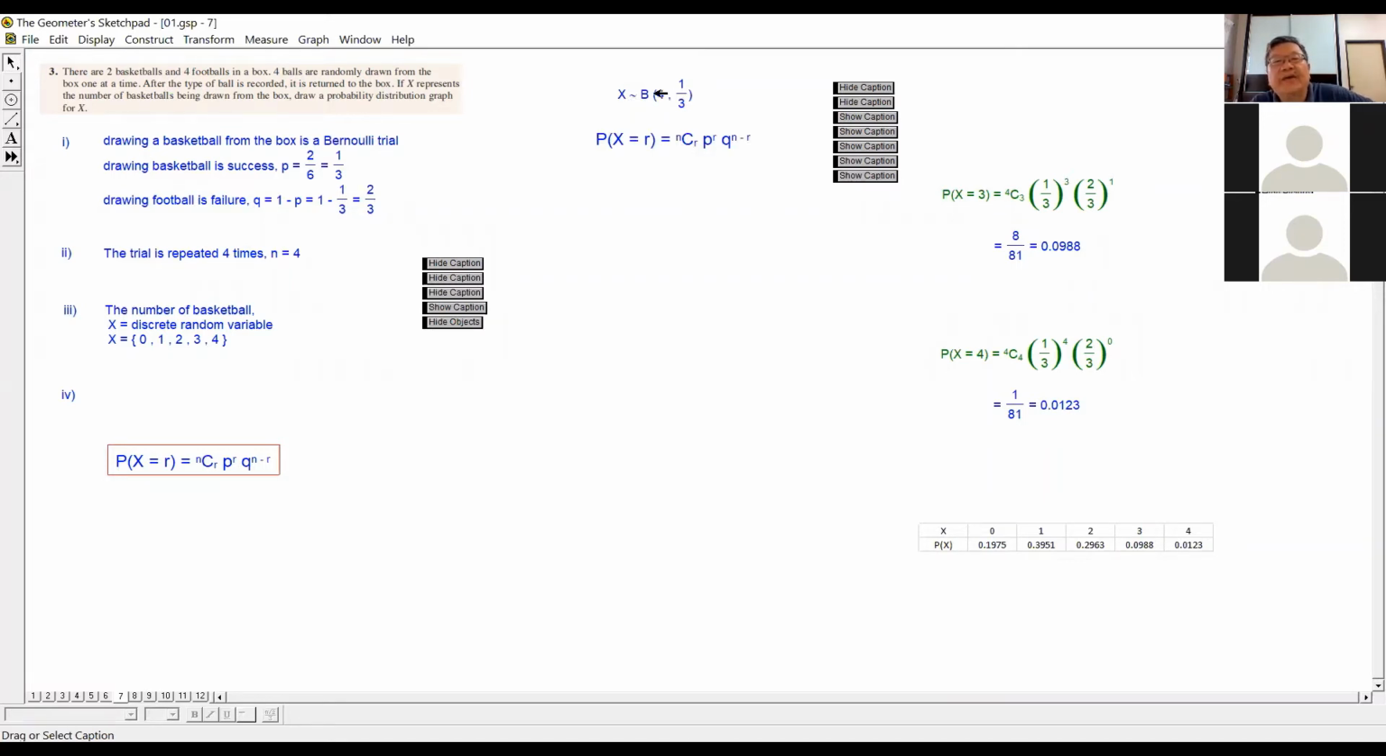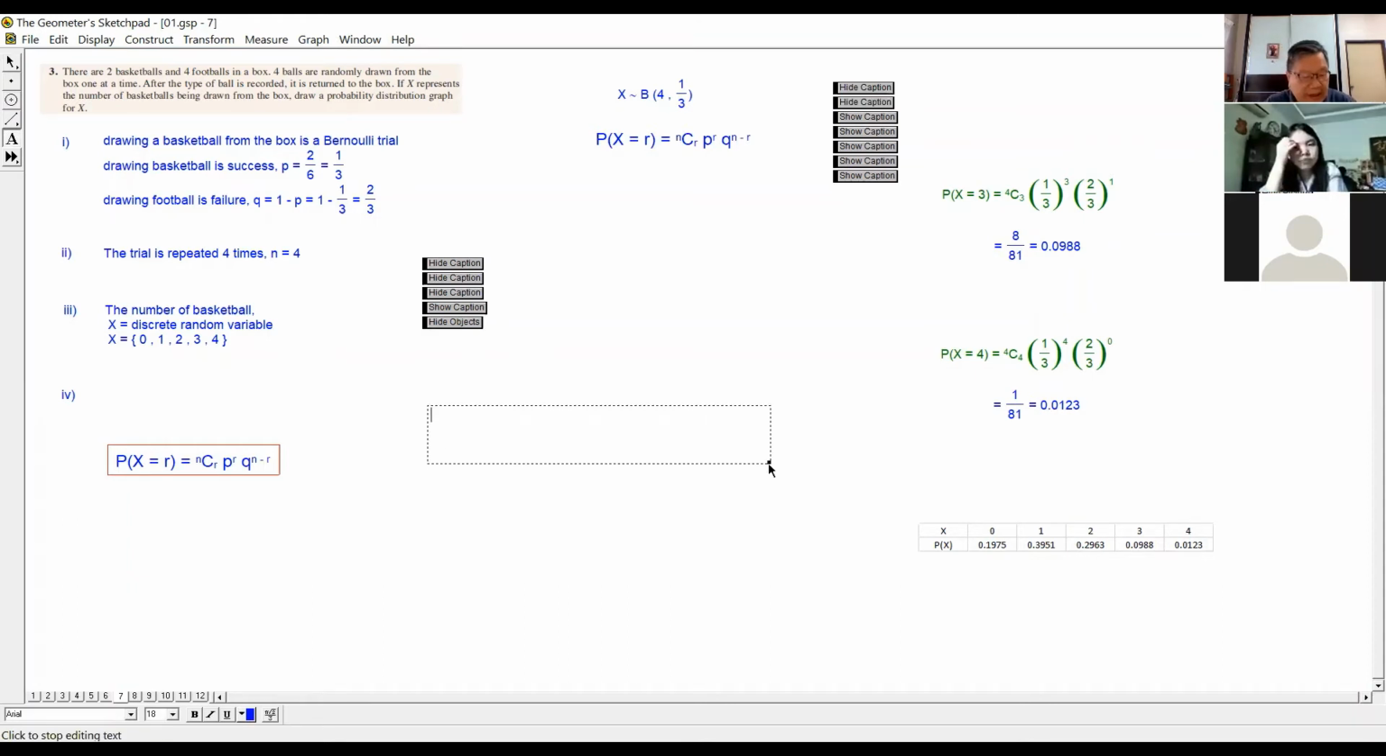I want to come back to this again. How to read this? X is actually referring to this x here, the discrete random variable. Okay, it's the discrete random variable. How to read this? Okay, it's read like this. X is distributed binomially.